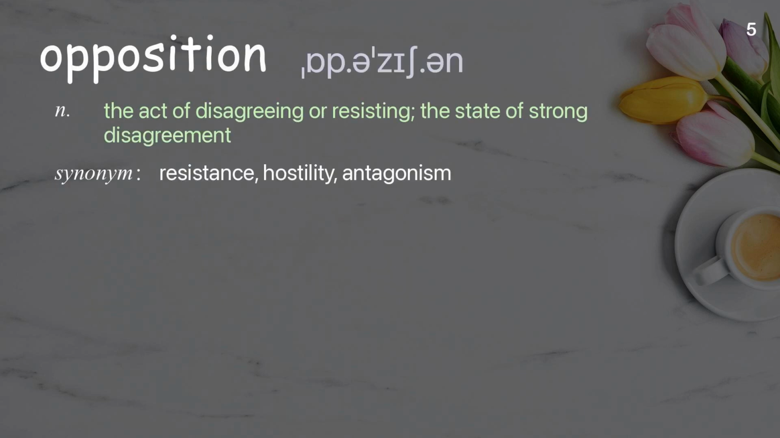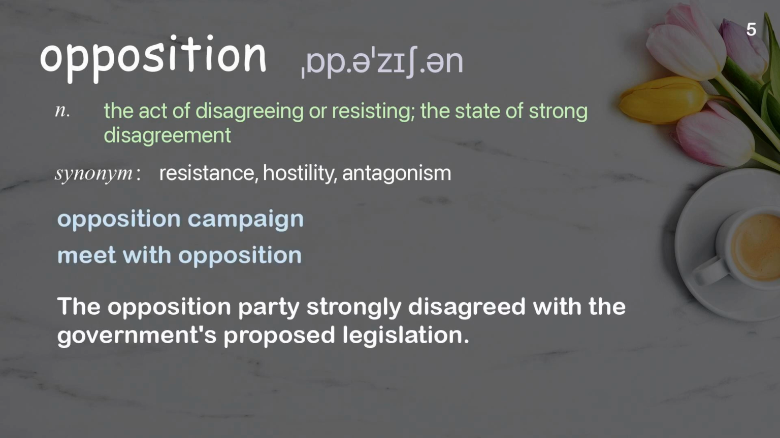Opposition. The act of disagreeing or resisting; the state of strong disagreement. Examples: Opposition campaign. Meet with opposition. The opposition party strongly disagreed with the government's proposed legislation.